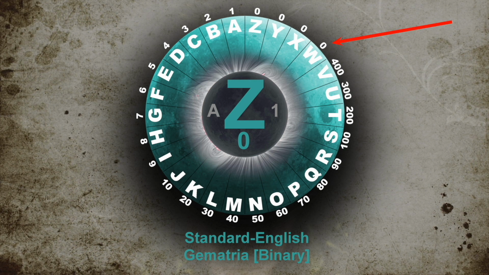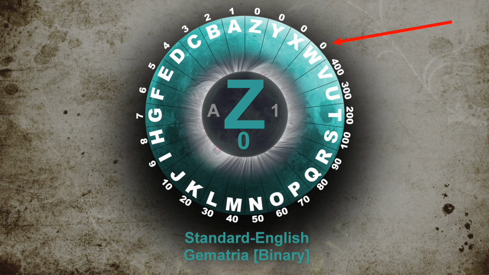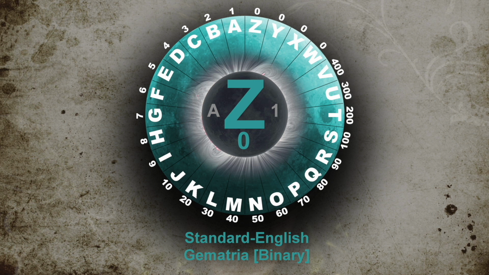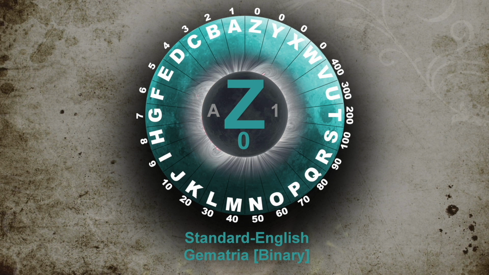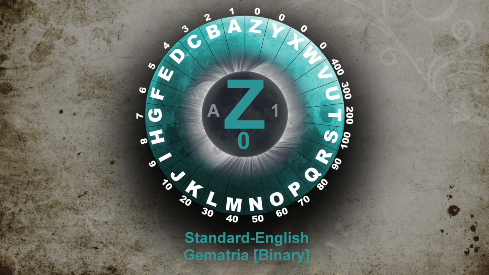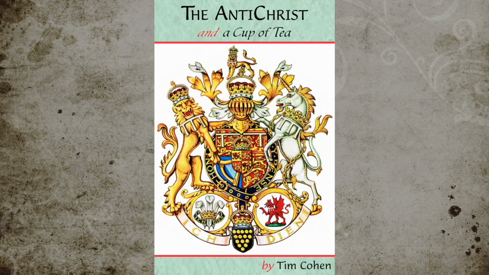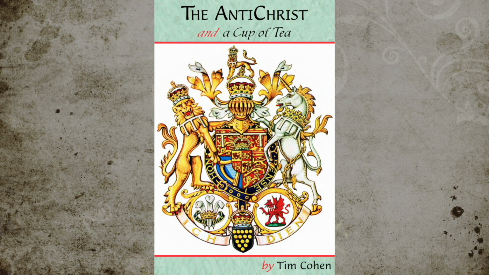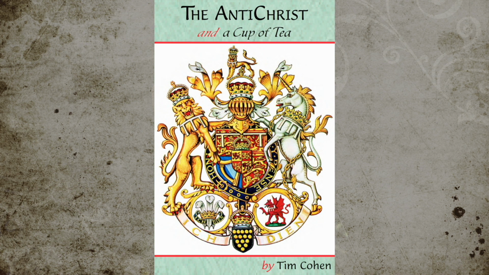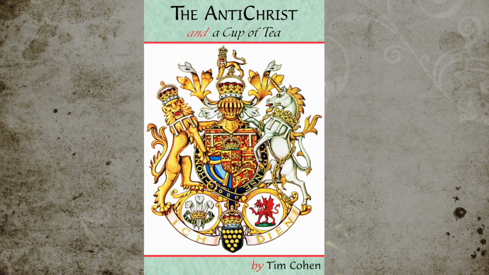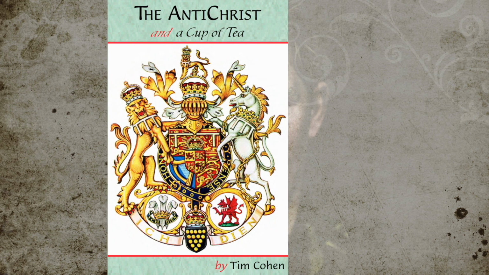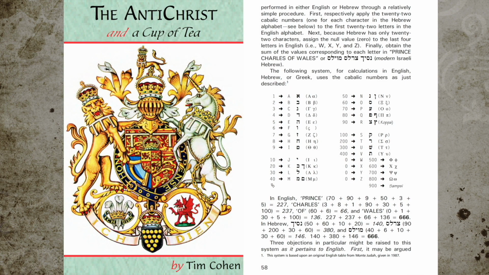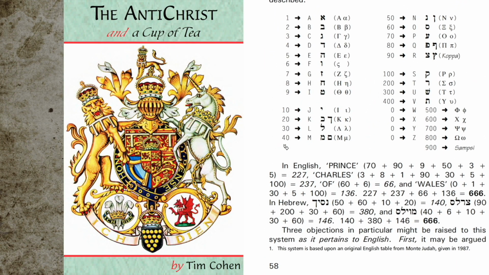In this system, the letters that exist after the 22nd letter have a value of 0. The basis for this is that there are only 22 letters in the Hebrew alphabet, and that should then be reflected with any system using the English alphabet. According to Tim Cohen, the author of the book The Antichrist and a Cup of Tea, this system was devised by Monty Judah in 1987, and the application to Charles' title, according to Tim, discovered also in 1987. Source: The Antichrist and a Cup of Tea, page 58, subscript 1.